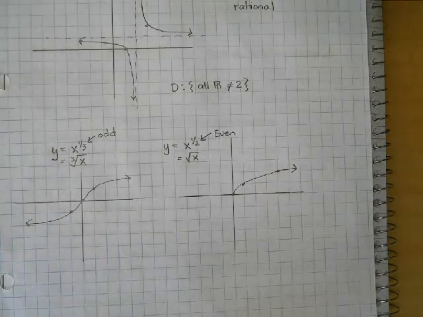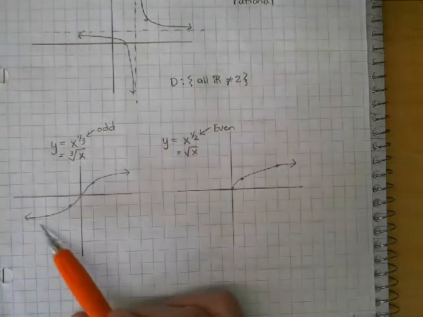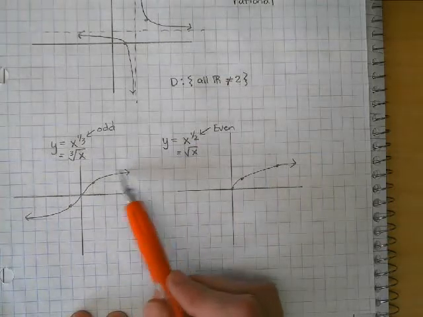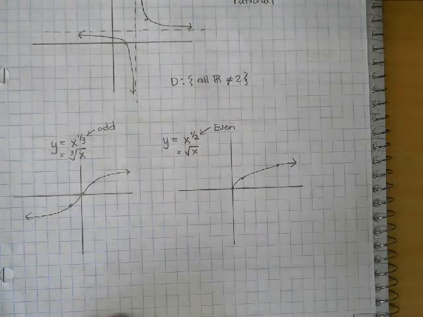You could take the fifth root of anything you wanted. It doesn't matter if the x values are positive or negative. Okay, so here is what that graph looks like. So if it's an odd root, it's continuous everywhere.